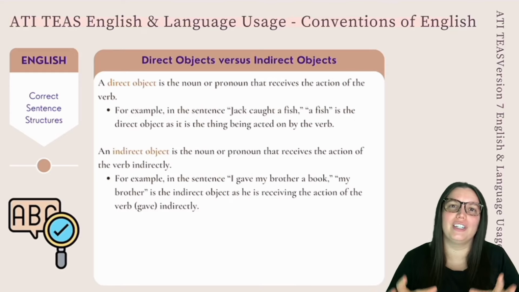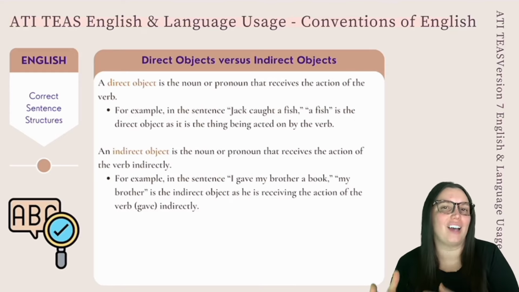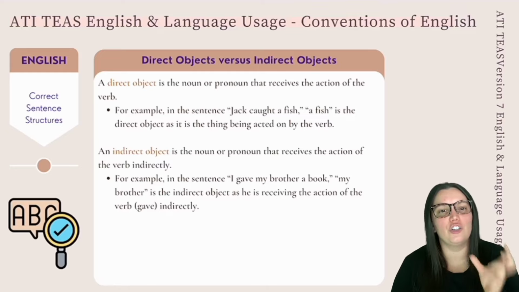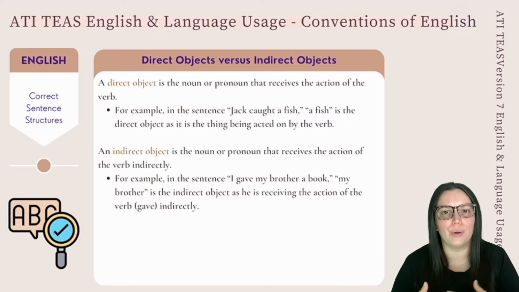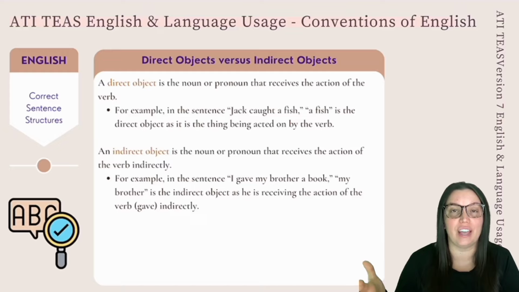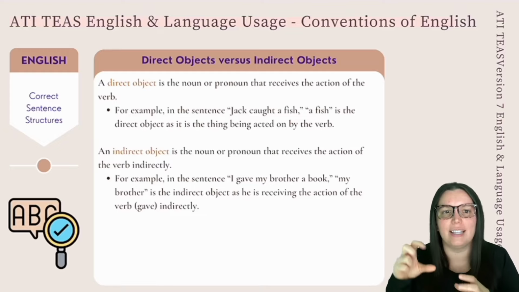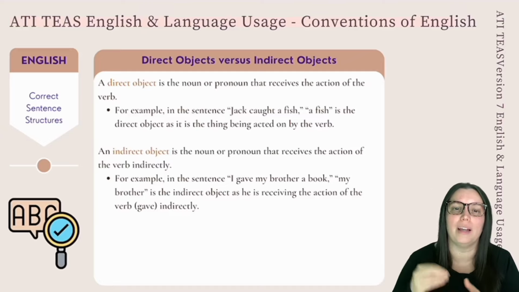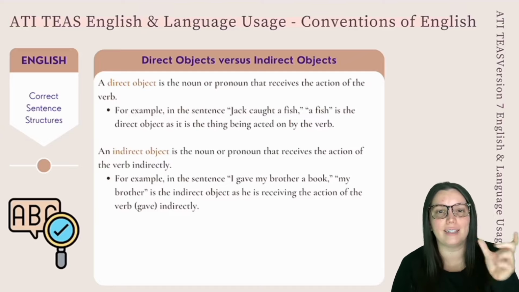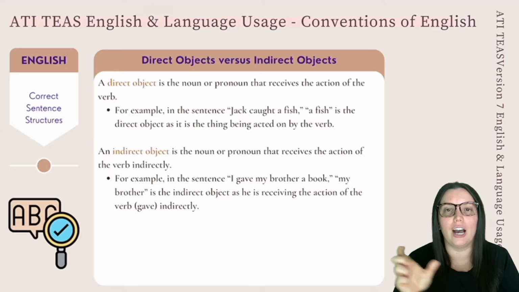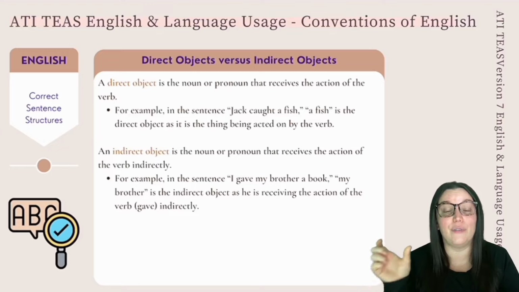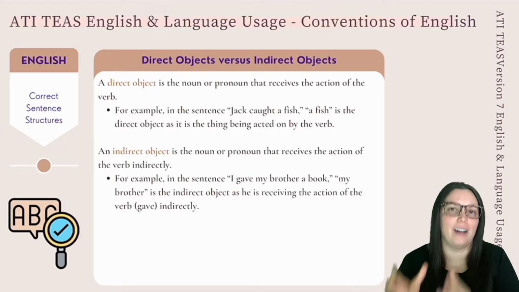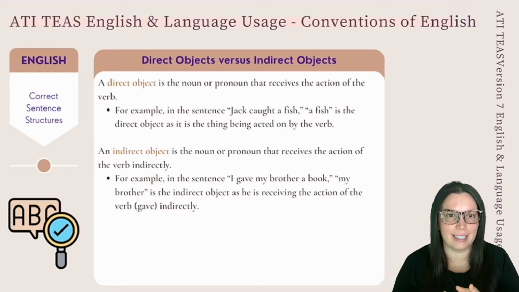There's also a chance you're going to see direct and indirect objects on the test. A direct object is a noun or pronoun that receives the action of the verb. So for example, in the sentence, "Jack caught a fish," a fish is the direct object because it is the thing that is being acted upon by the verb. We know that Jack is the noun, that is the person, and caught is our verb. A fish is going to be that direct object. That's how you kind of break that sentence down.